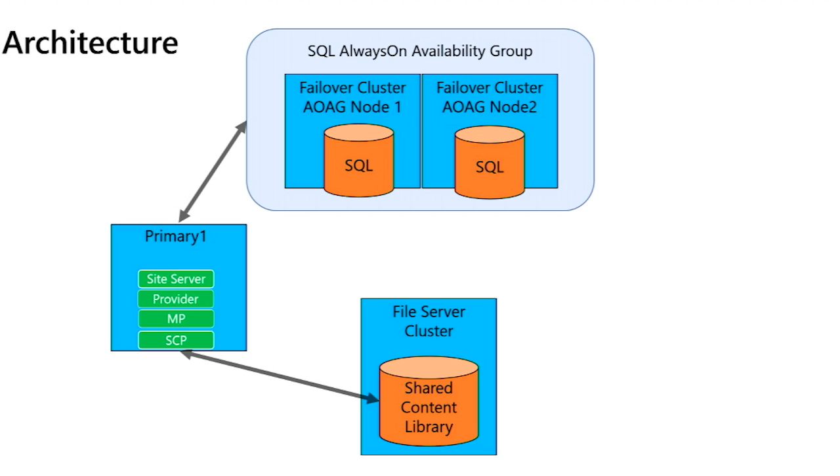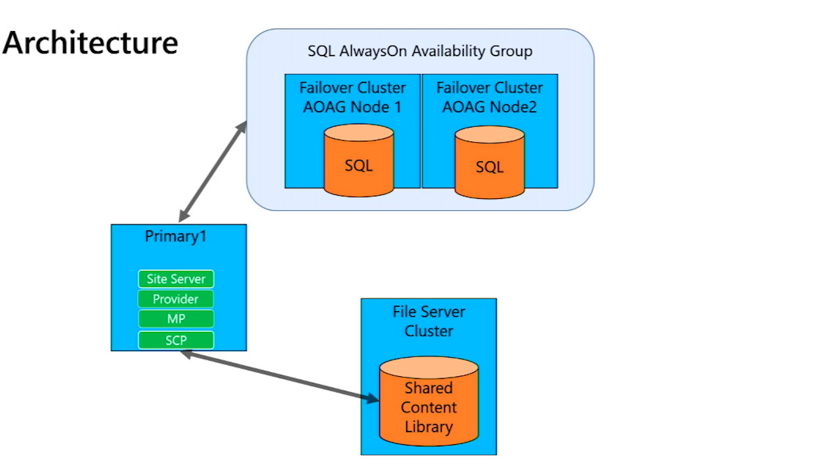And then we also recommend, and actually only support for high availability, having a remote content library. There's new functionality in the console that will let you move the content library from your primary to a different share. This is really easy and simple to do. There's a nice experience to do it, and it can take time depending on the size of your content library.